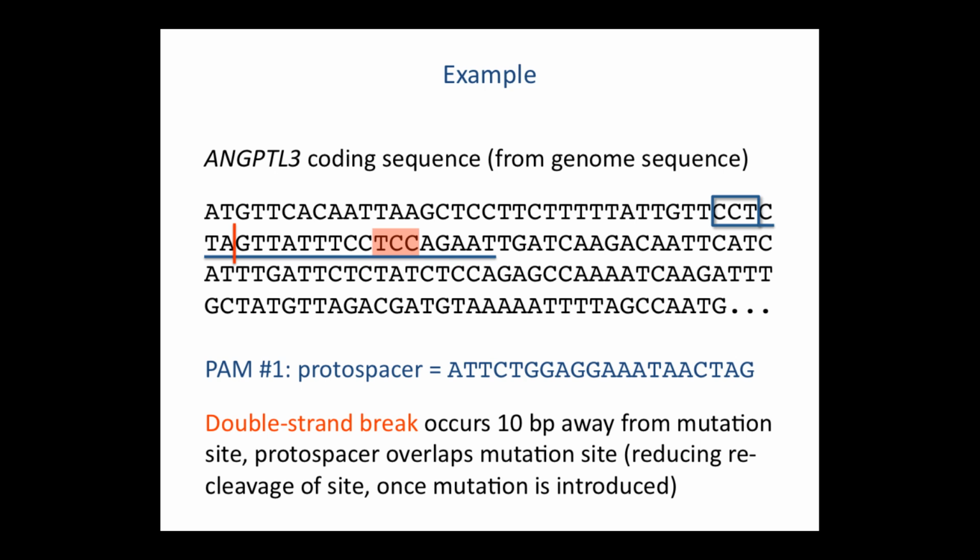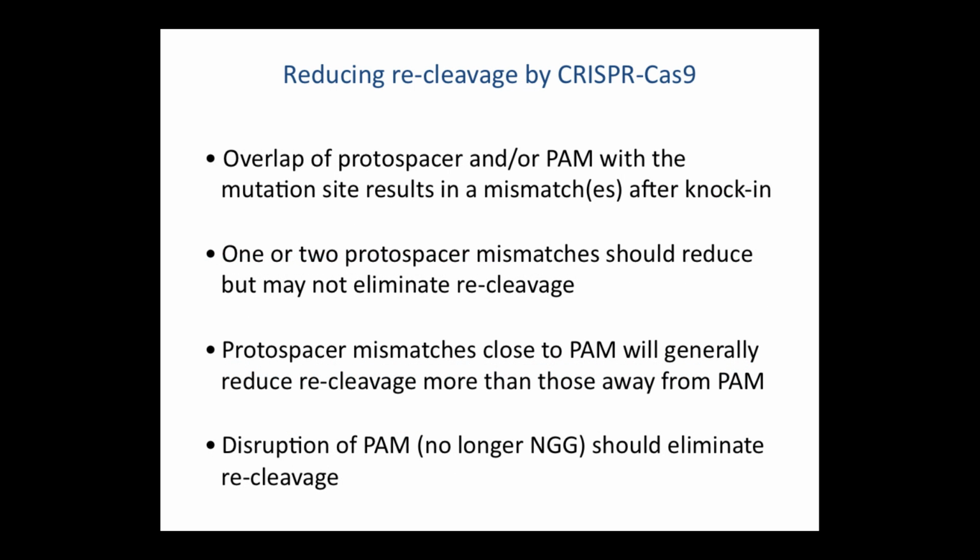There's another important consideration when choosing the protospacer, and that's whether the protospacer and/or PAM overlap the site of the mutation. In the example shown here, the mutation site falls within the protospacer, which is an advantage. Why is this an advantage? Consider the following scenario where the protospacer and PAM do not overlap the site of the mutation.